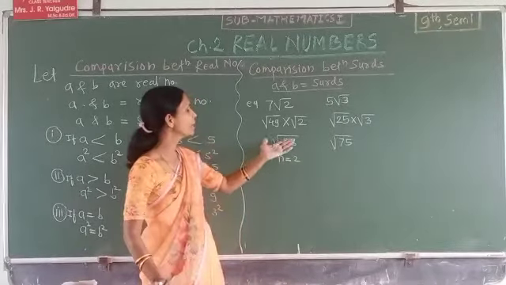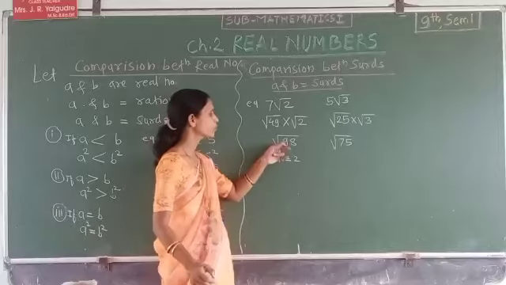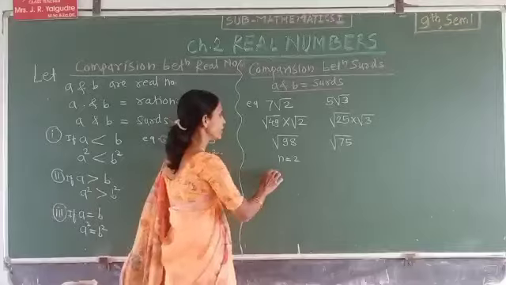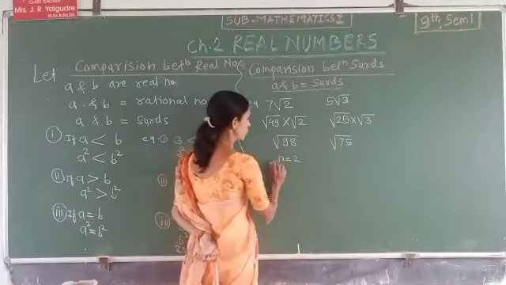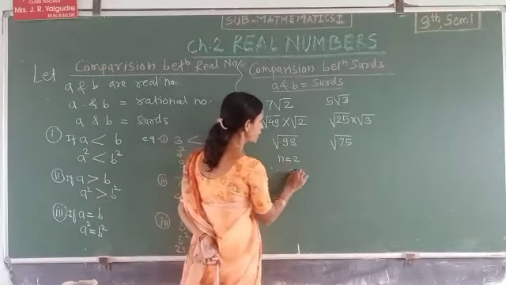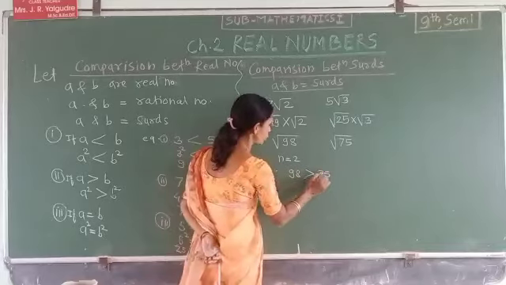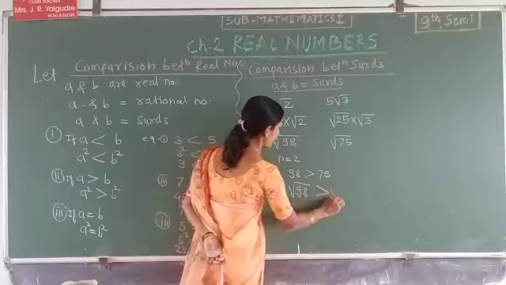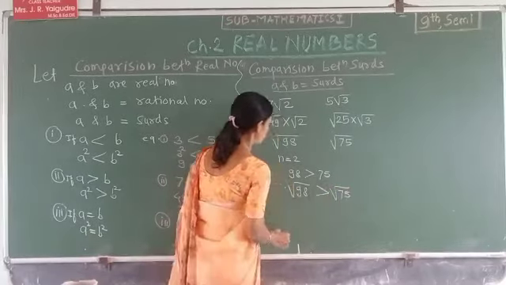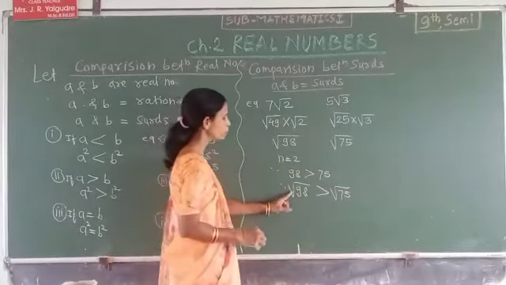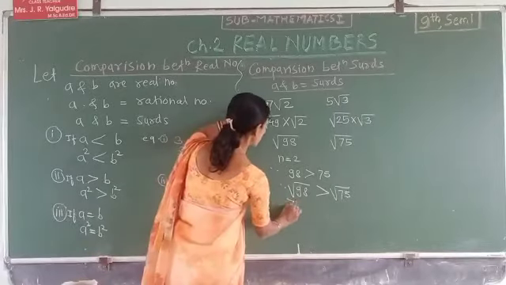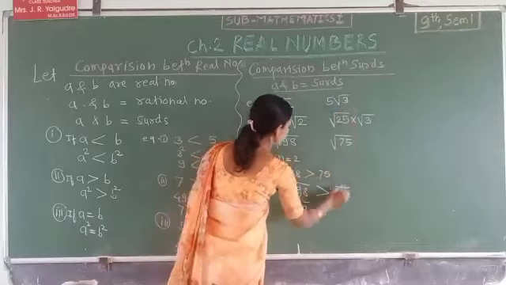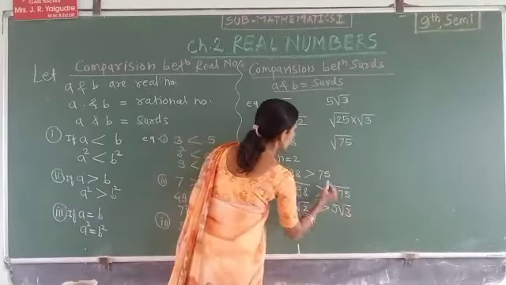Now we can compare between those two surds, and those surds should be written in the mixed form. Then we can compare between those two. Therefore here 98 is greater than 75. Therefore here root 98 is greater than root 75. And here root 98 means 7 root 2 is greater than root 75, which means 5 root 3.